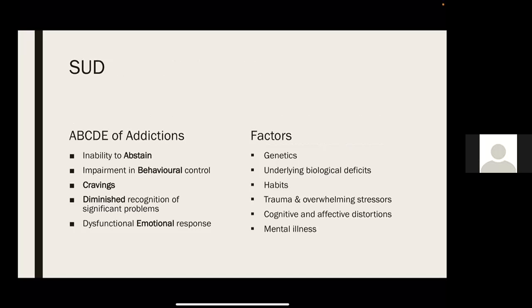So the factors that contribute to substance abuse are genetics, which makes up 50% of the reasons why people may develop addictions, underlying biological deficits, getting into habits, experiencing trauma and other overwhelming stressors, cognitive and affective distortions, and mental illness. And the ways in which we can identify addictions is through the ABCDE, which is inability to abstain, impairment in behavioral control, cravings, diminished recognition of significant problems, and dysfunctional emotional response.